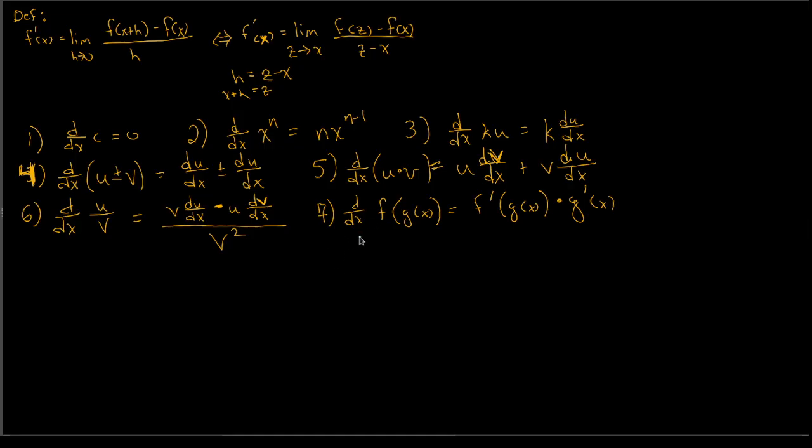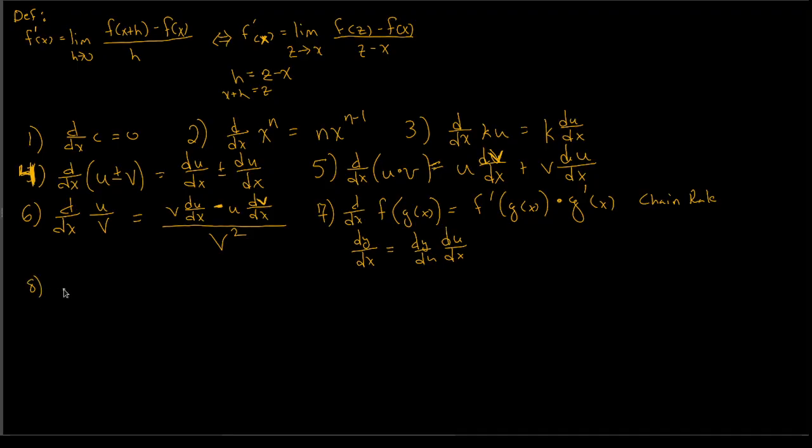I actually prefer this in Leibniz notation: dy dx is equal to dy du times du dx. And it's recognizing the form of the function. Either way, we're looking at a composition function, and this is otherwise known as our chain rule. And these are the things that got us to the functions we needed to memorize.